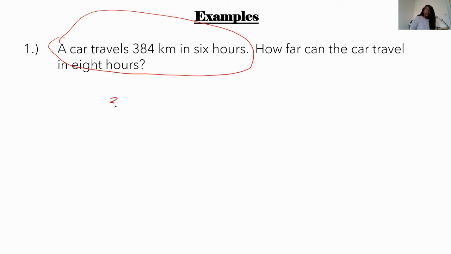So I can set it up like this, 384, and I'll write my km, over my 6 hours. So notice, I have my kilometers as my numerator, and I have my hours as my denominator. That same process is going to happen for the other ratio. So that means my kilometers should be my numerator, and the hours should be my denominator.